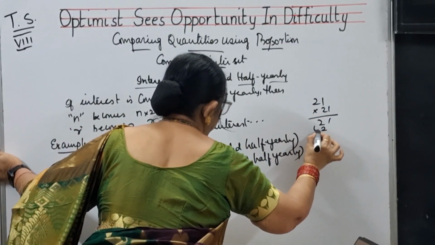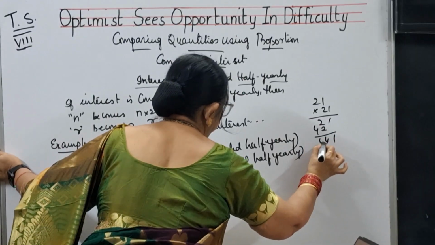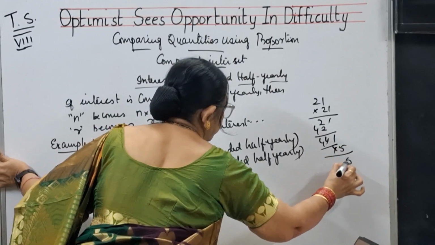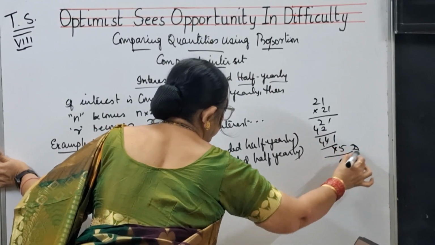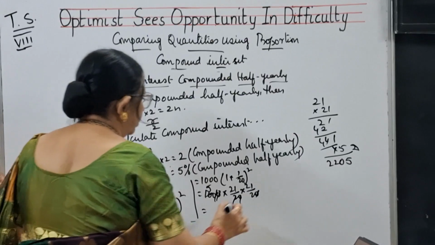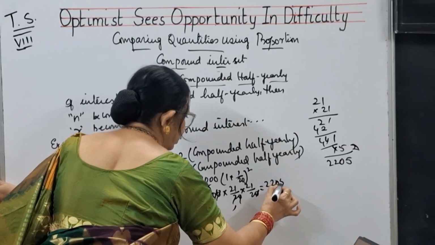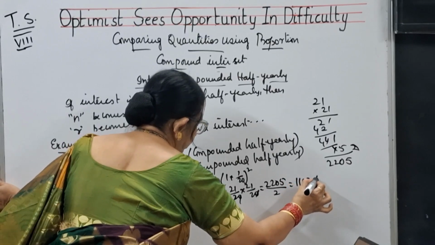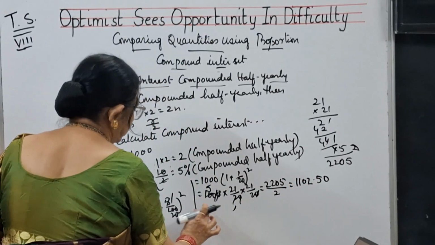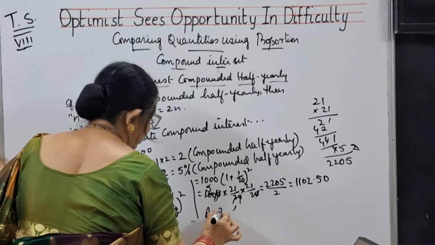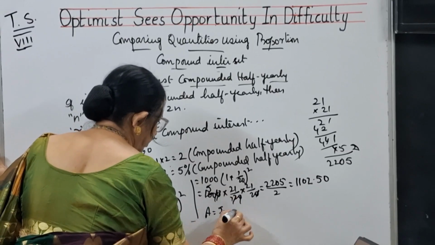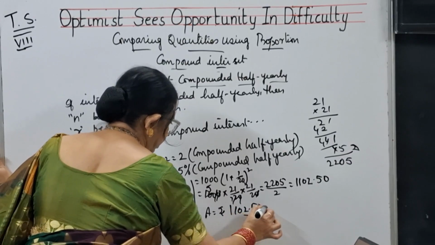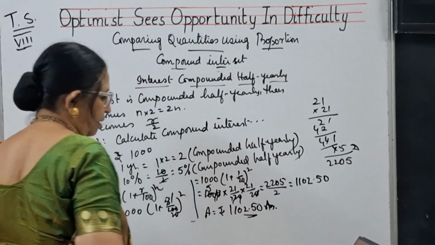21 into 21: 1 ones are 1, 2 ones are 2, 2 twos are 4, so 441 multiplied by 5. 5 ones are 5, 5 fours are 20, 5 fours are 20 plus 2 is 22. So I am getting 2205 by 2, which is 1102.5. That means amount is equal to rupees 1102 rupees 50 paisa. This is the answer for amount.